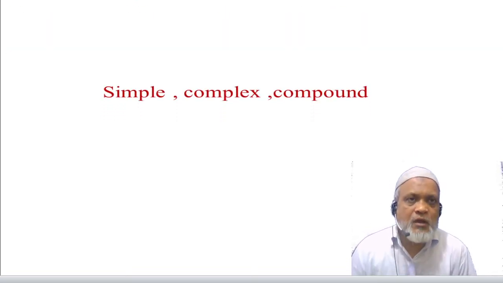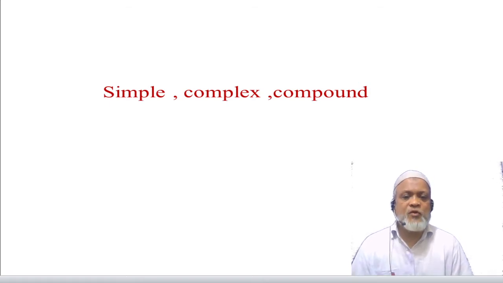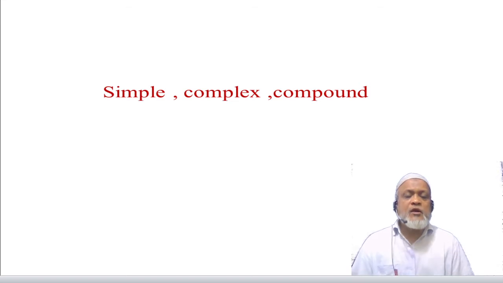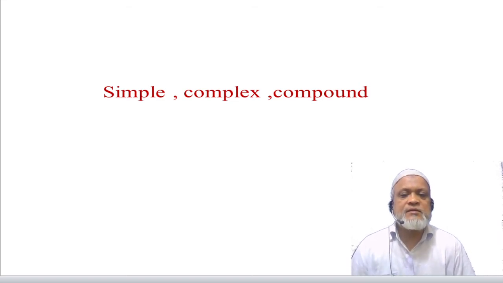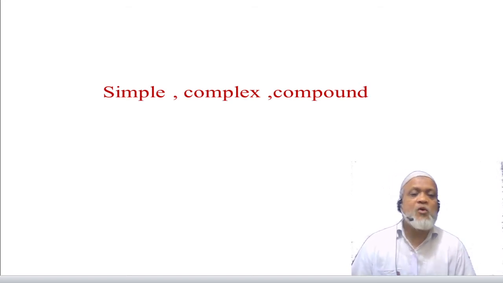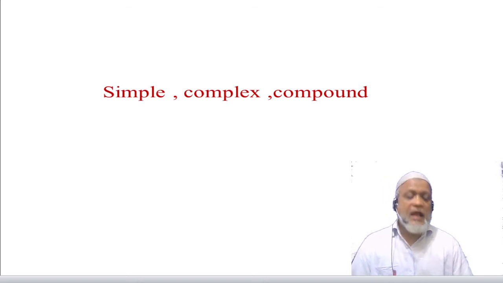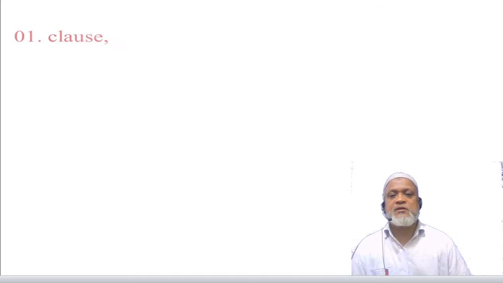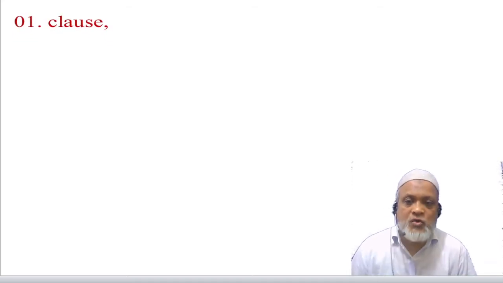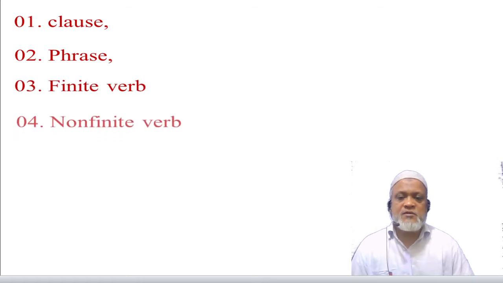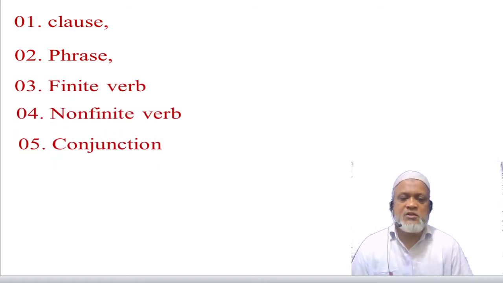Today I will discuss simple, complex and compound sentences. To recognize which sentence is simple, which sentence is complex, which sentence is compound, we have to have a clear idea on some grammatical terms. These are clause, phrase, finite verbs, non-finite verbs and conjunction.